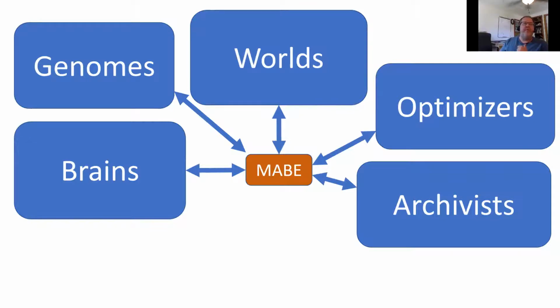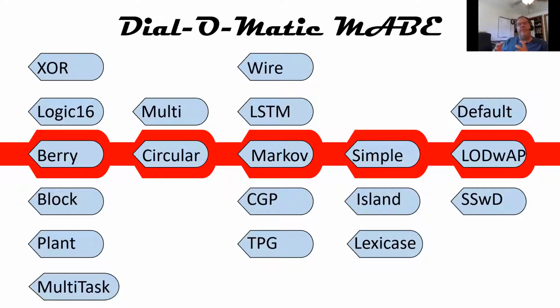Another way we can look at MABE is as this dialematic. The idea with the dialematic is you just plug in a world, you plug in a genome. So I'm going to say I'm going to run with this berry world, that's kind of a harvesting world. I'm going to run with a circular genome. I'm going to run with Markov brains. This simple optimizer, which is like a basic tournament optimizer. And then my archiving method is going to be this LODWAP, which stands for line of descent.